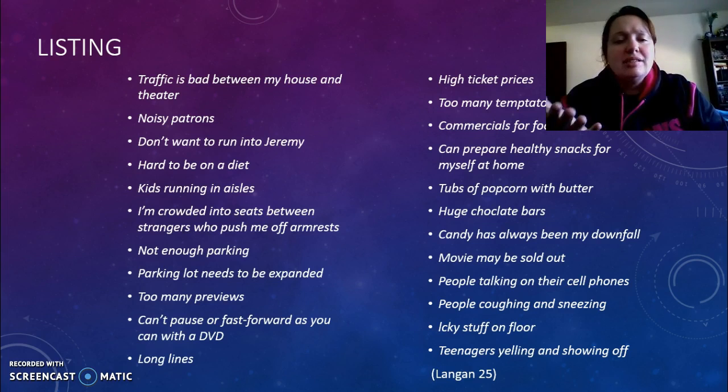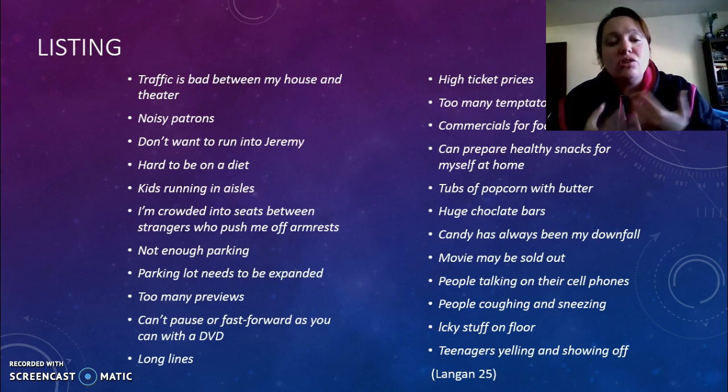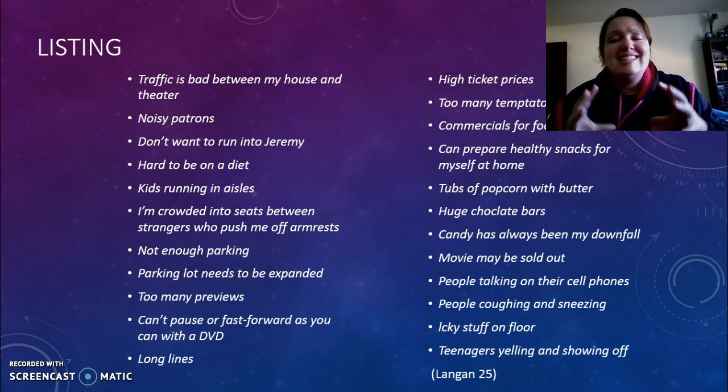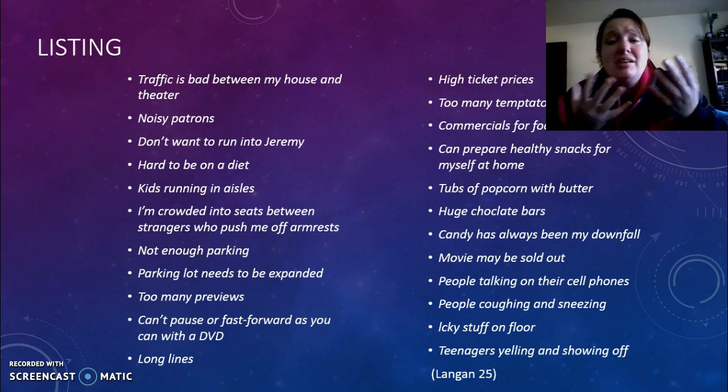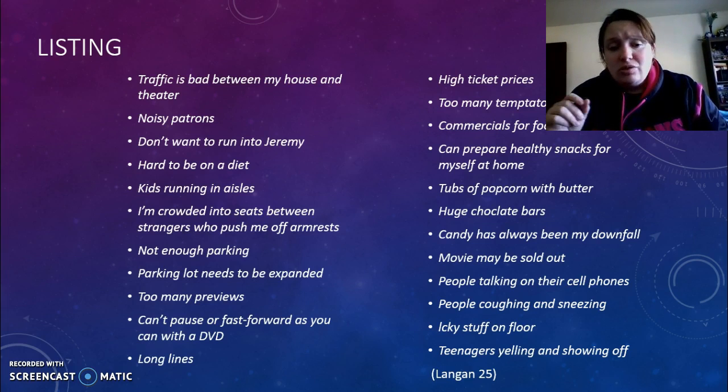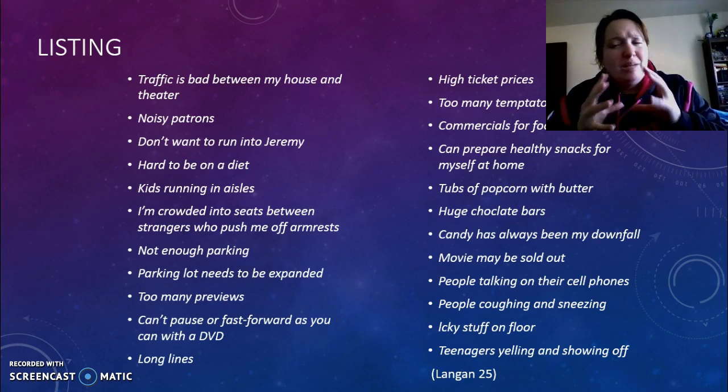So if we look at this slide right here, we notice there's a lot of stuff that has to do with food. So we can prepare healthy snacks at home. There are tubs of popcorn with butter, there are huge chocolate bars, candy is always my downfall, etc. So all of these things tie into a single topic, and that's the food at movie theaters. And so what I would take is a single color highlighter, and I would put all of those under the same color and know that when I'm writing my paragraphs, those are probably going to end up in the same paragraph.